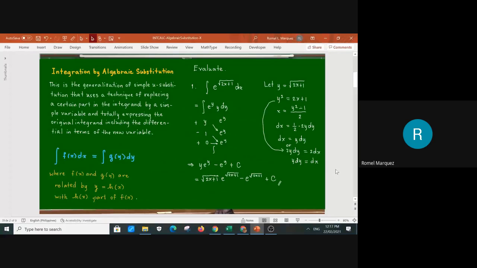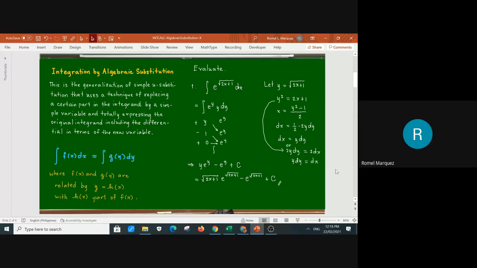For instance, if you are given the integral of f of x dx, you will come up with an integral in terms of a new variable, let's say g of y dy, where f of x and g of y are related by some equation, let's say y equals h of x, with h of x a part of f of x. Meaning you are going to replace a part of f of x by y. And then after that, you're going to get the differential of y, which is in terms of x, and then replace everything in terms of x, together with the dx, in terms of y. Okay, guys?